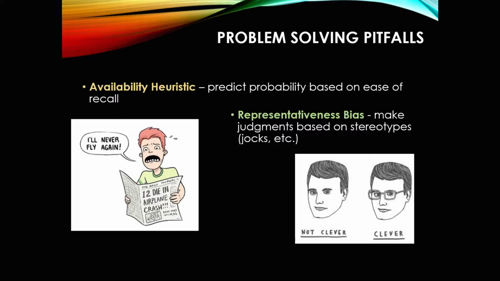So, if you've ever had an experience where you find out a fact about something that you find kind of surprising because you assumed something about them based on maybe how they look or their job or how they present themselves, that's the representativeness bias. Making judgments about people based on stereotypes, based on appearance, job, other characteristics.